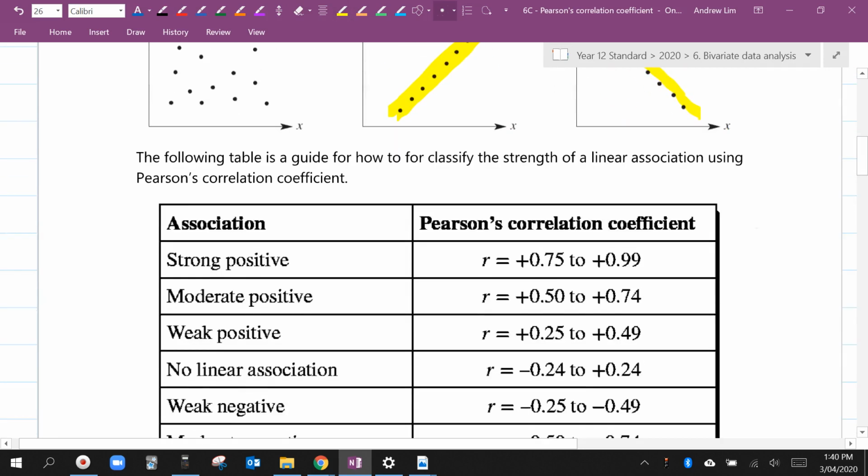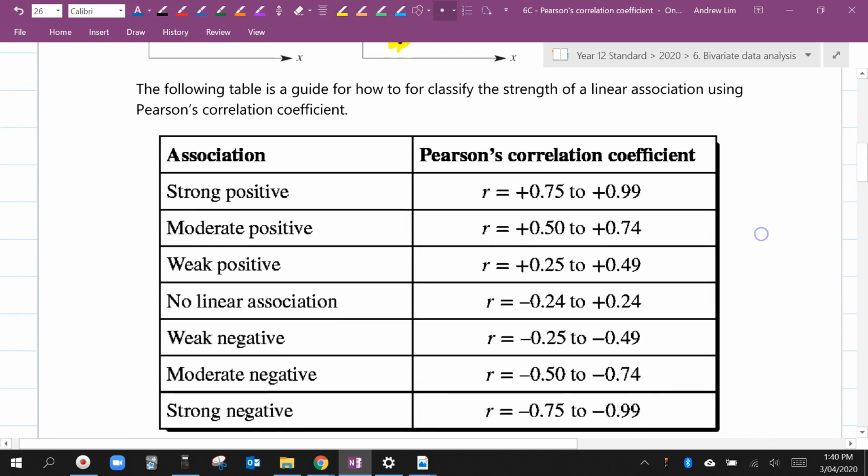Okay. The following table is a guide for how to classify the strength of a linear association. Remember, linear means straight line. Of a straight line relationship using Pearson's correlation coefficient. So if it's between positive 0.75 and 0.99, we say it's a strong positive. We describe it as a strong positive. If it's between 0.5 and 0.75, moderate positive. 0.25 to 0.49, weak positive. Negative 0.24 to positive 0.24, no linear association, etc.